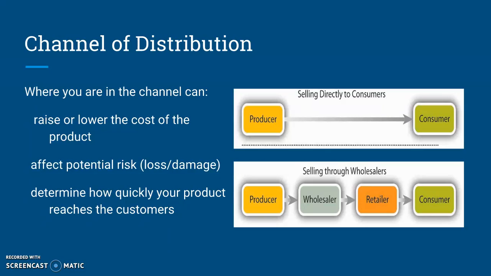Consumer going directly to the producer or producer going directly to the consumer. There are advantages to that. And the disadvantage is you're not going to have other intermediaries who can get the product to your customer when and where they want it, say in the form of a retailer. But again, there are advantages and disadvantages to each of the channels of distribution.